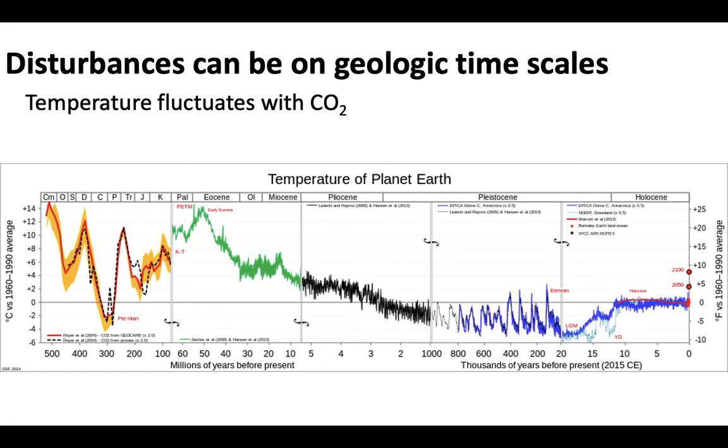Another disturbance that we see on geological timescales is carbon dioxide and temperature fluctuations. 0, present day, is all the way here, and then we've got all these different time scales here going back 4 million years, 60 million years, 500 million years, and the data gets foggier and foggier as you go back in time. But you can see that, looking at temperature changes in Celsius, there is a lot of fluctuation in temperature over time.